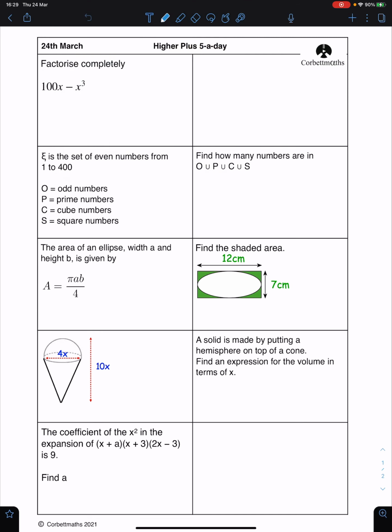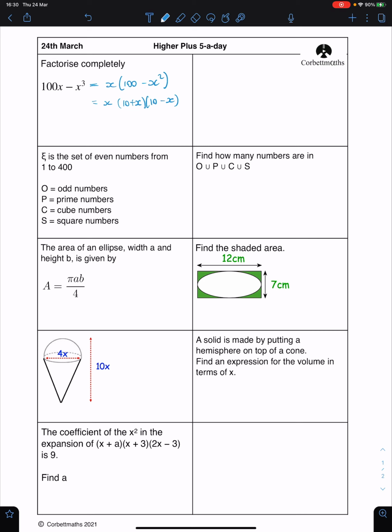So factorize completely 100x minus x cubed. At the moment, it looks like all we can do is this. We can take out x as a common factor, and we're left with 100 minus x squared on the inside. Then we see that 100 minus x squared is a difference of two squares, so it becomes x times 10 plus x, 10 minus x, like that. And that is the first question done.